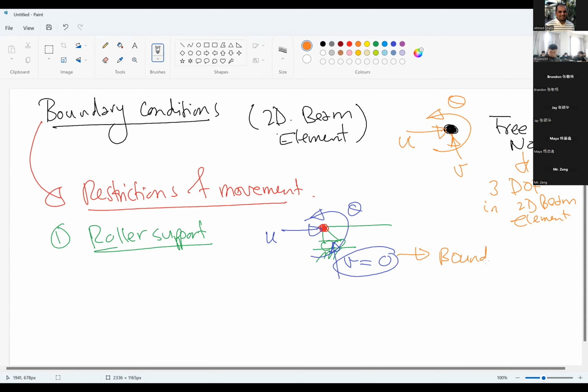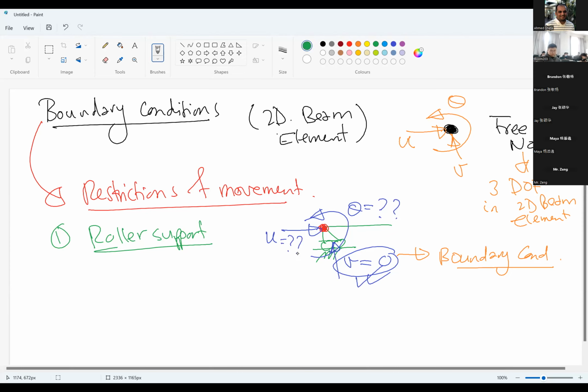So what do you understand from this? We understand that from this support, the value of v becomes 0. So it is not unknown now. It is known for us. So how many unknowns do we have at this node? Only two, u and theta.